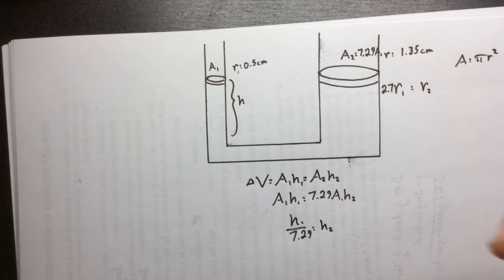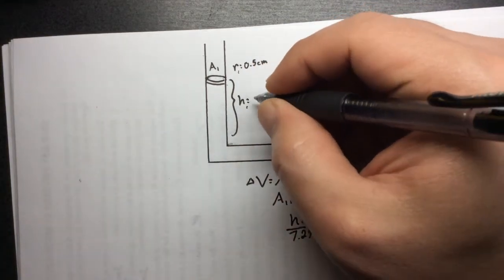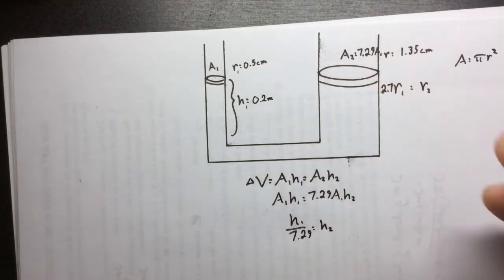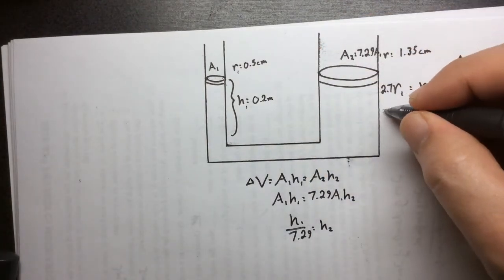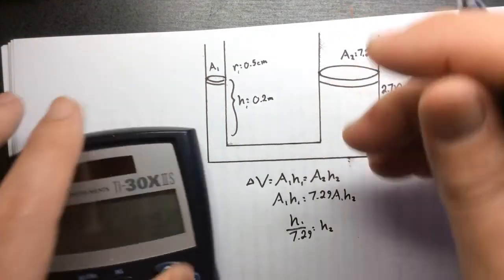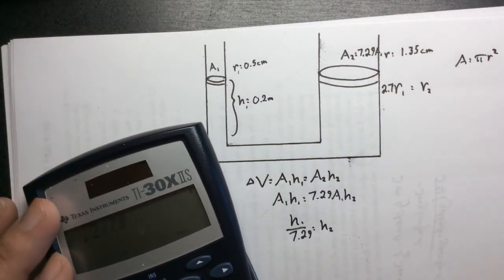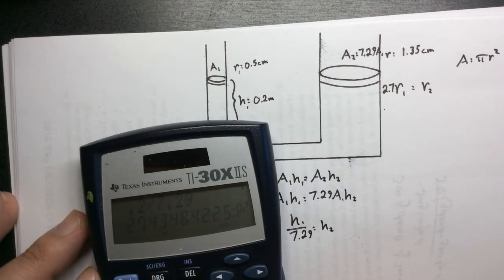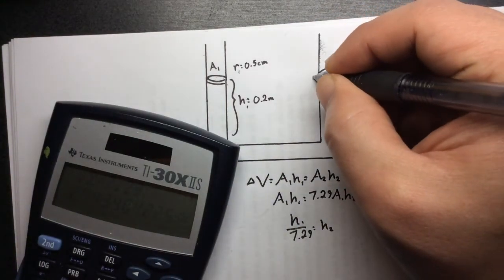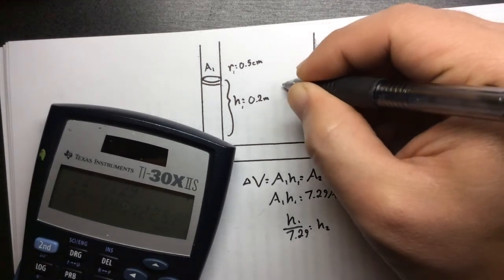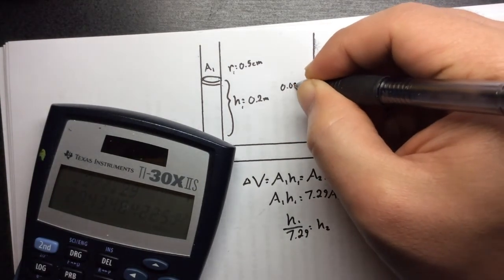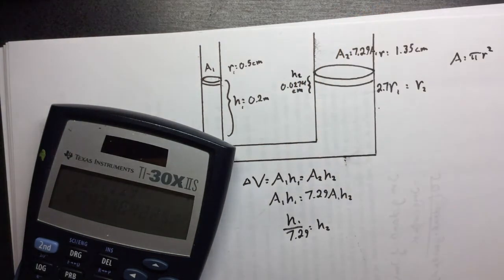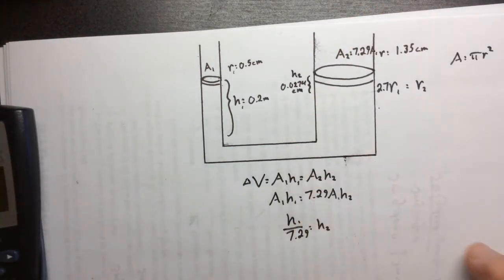Just to prove it, say H1 is going to be 0.2 meters right here, or 20 centimeters. Then our H2 on the right side should be much less than that. What is 0.2 divided by 7.29? It's going to be 0.0274. So very small. The H over here is 0.0274 meters, and that's going to be H2. It's going to be very tiny. It's even tinier than what I drew.